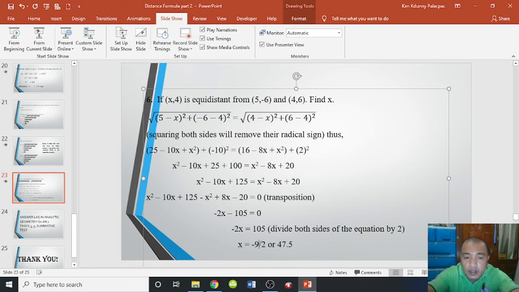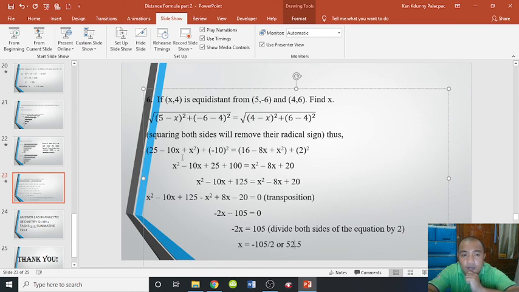Divide both sides by negative 2. So the answer is 105 divided by 2, which is equivalent to 52.5. So x equals 52.5, which makes that the distance from 5, negative 6 and 4, 6.